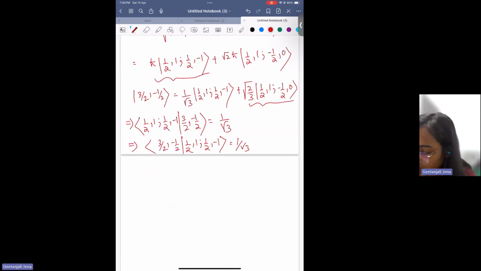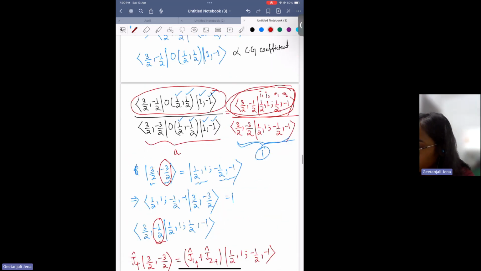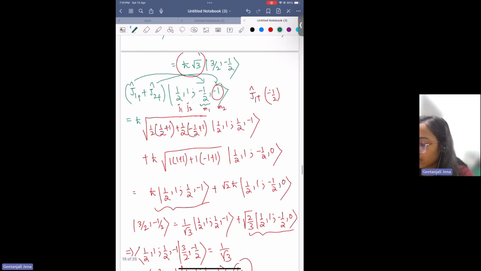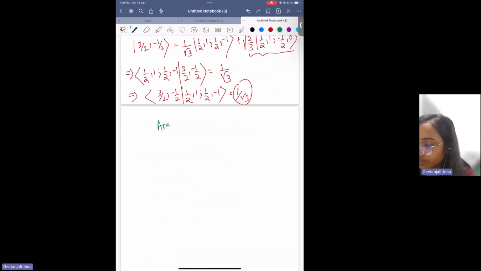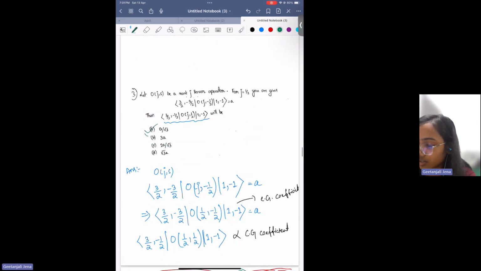Now you just have to put the value 1 by √3 here. So this term is 1 by √3, and we wanted to calculate this term, so the a will come here and it will become a by √3. So the answer is a by √3. Okay. So the option that is correct is a by √3.